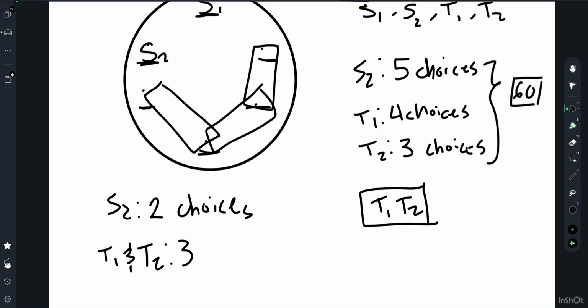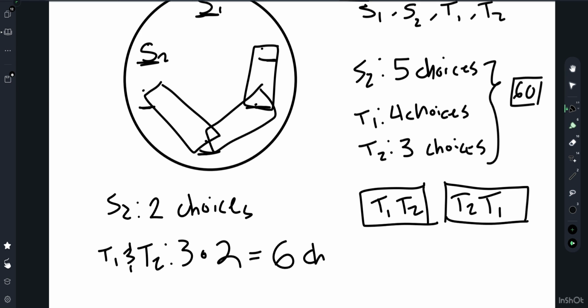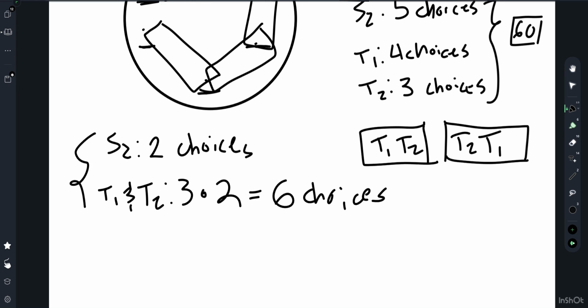But notice we can also change the order. It can be T1, T2, or it could be T2, T1. So we have to multiply this by 2. So there are 6 choices here. So let's take these 2 and we multiply them. So there are 12 choices or 12 ways we can seat them, so that S1 and S2 sit together and T1 and T2 sit together.